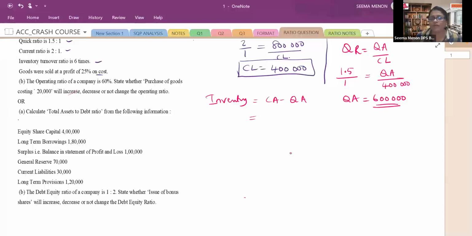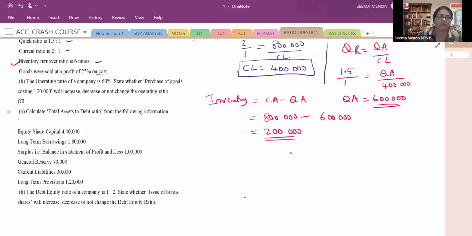So what is the current asset? We already know that it is 8 lakh rupees. What is the quick asset? We had to find it out. That is 6 lakh rupees. So our inventory is 2 lakh rupees. I hope this is clear to you.